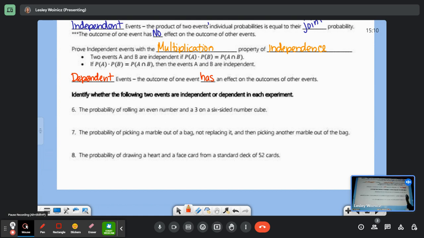Use the little probability test to actually test them and see if we're right. What is the probability of rolling an even number on a dice cube? 3 out of 6. And what about rolling a 3? 1 out of 6. So that is equal to what? 3 out of 36.